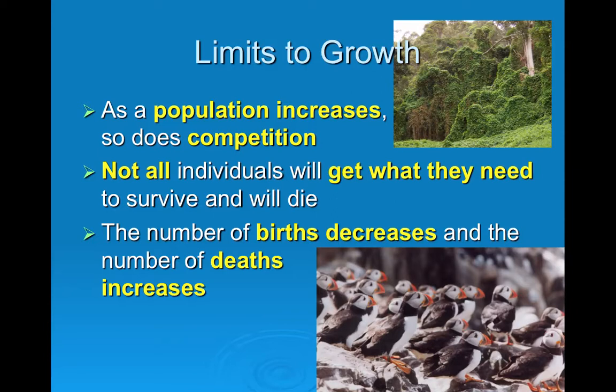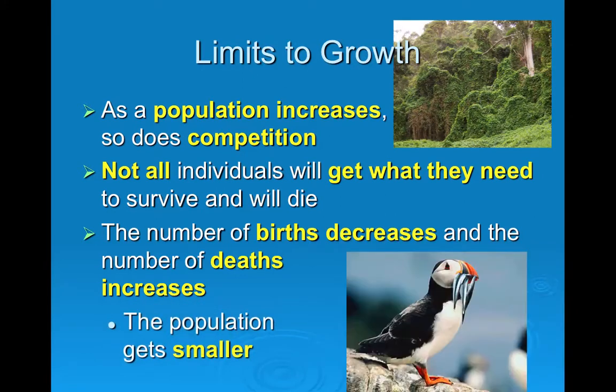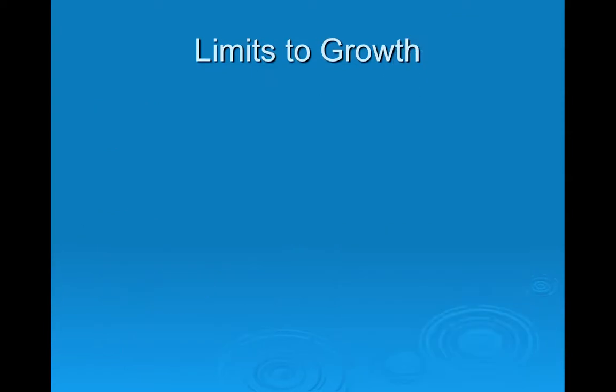Another limit to growth is when the number of births decreases and the deaths increase. With the births decreasing, you have less individuals entering the population. When you have deaths increasing, you're going to have more individuals leaving the population. This is going to cause the overall size of your population to decrease, and it's going to limit the growth of that population. What happens here is the population gets smaller.